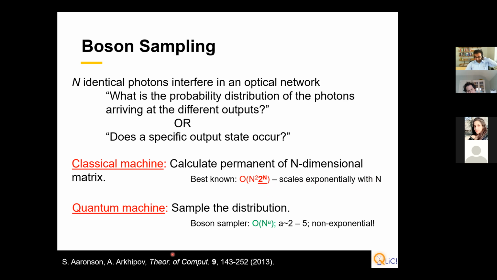However, there's this really nice result from Aaronson and Arkhipov, which showed that the boson sampler would work in polynomial time, so it's n to the power of a, with a being between 2 and 5. There's a lot of theory behind why it's between those two, so let's not go there. But the key takeaway is that it's non-exponential, which is amazing. So if we can actually implement such a system, we can show that this quantum machine, this boson sampling machine, would perform faster than a classical computer in giving us the answer to these questions that we ask.